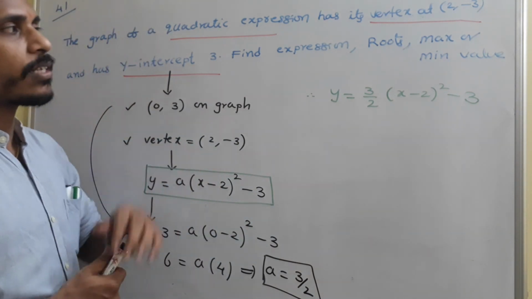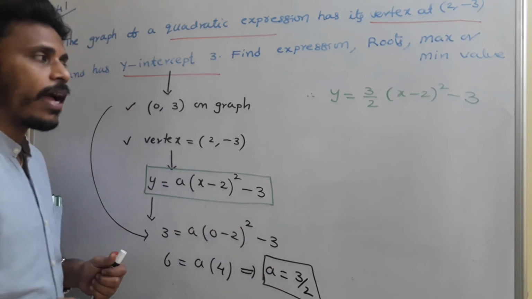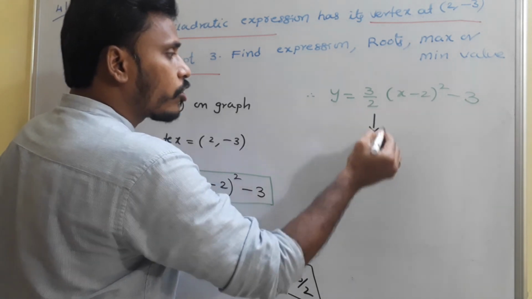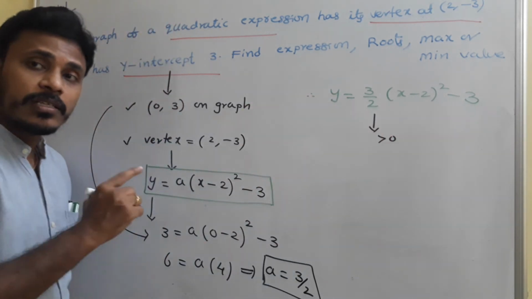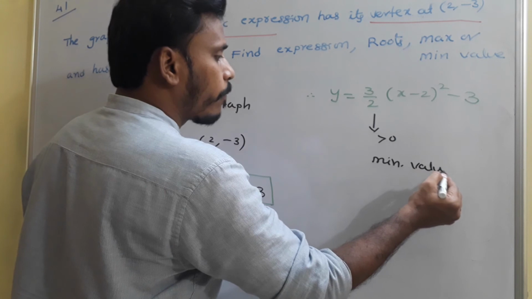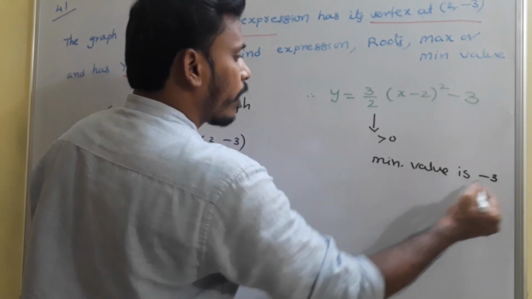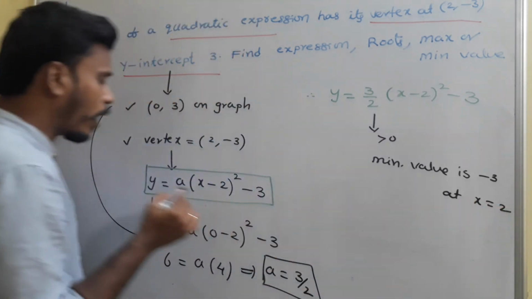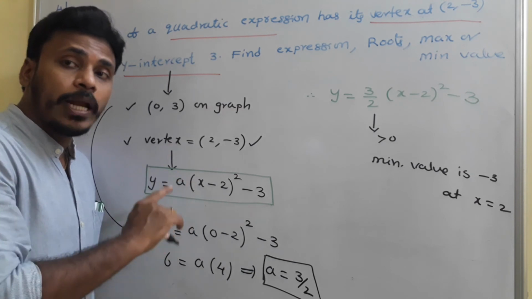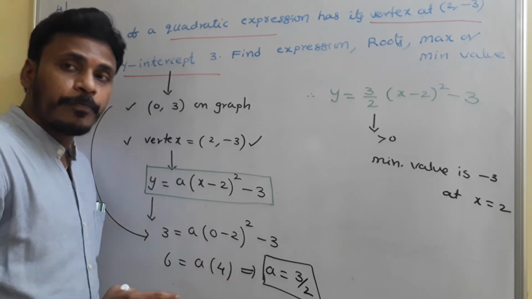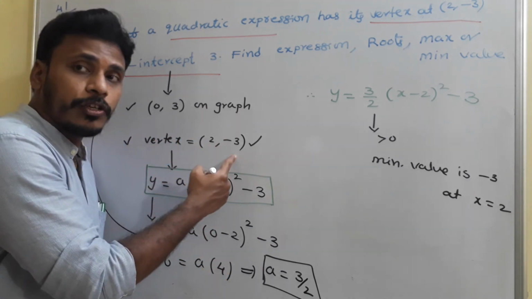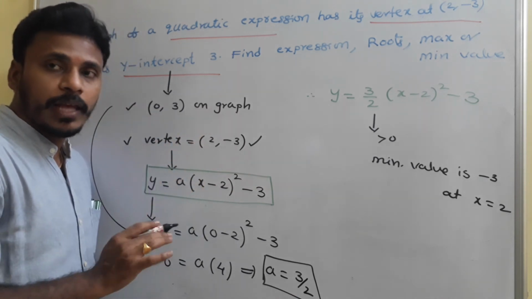Okay. First of all, try to decide the maxima or minima. What to say about the value of a? It is the coefficient of x square, which is 3 by 2, and that is greater than 0. Since it is greater than 0, the graph is an upward parabola, so it has a minima value. The minima value is minus 3 at x is equal to 2. The given vertex itself is the minima point. But we need to decide whether it is a minima point or maxima point just by finding that a. Since a is positive, this vertex is the minima point and the minima value is minus 3 at x is equal to 2. Okay, everything is clear, right?